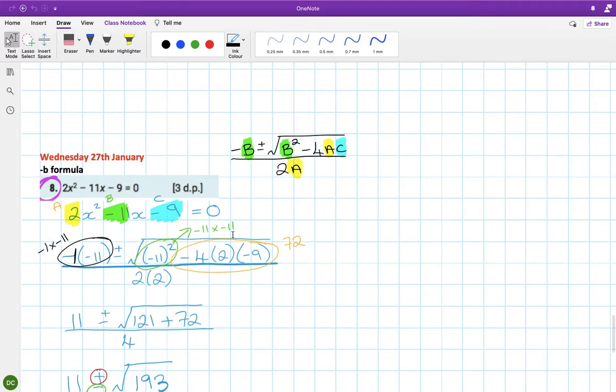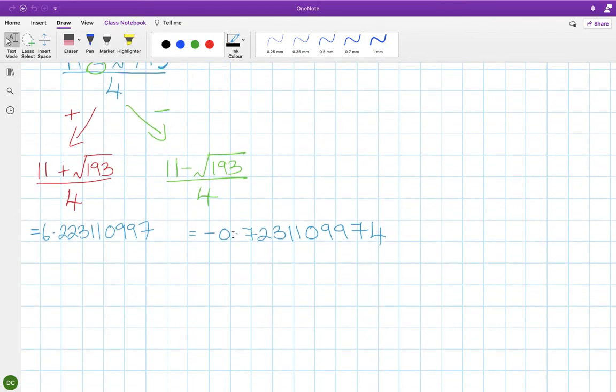Okay, if we go back up here, we wanted 3 decimal places. Okay, so let's fix these. 1, 2, 3, stop. Look at the number immediately after the stop, which in this case is a 1. A 1 is not going to be big enough to have an effect on the previous number. So that is just going to be 6.223.